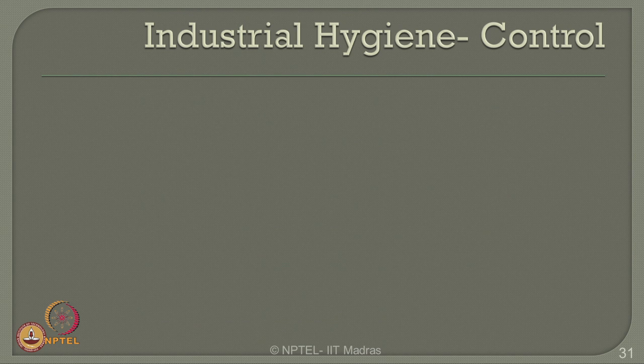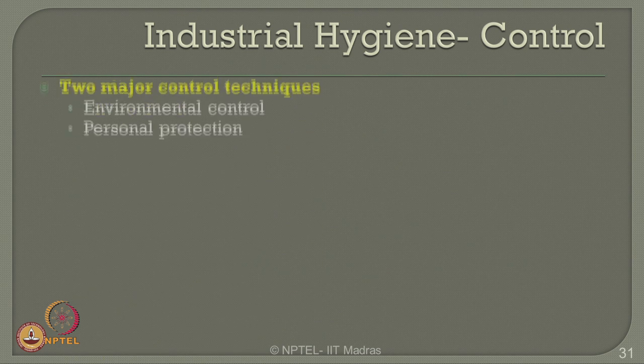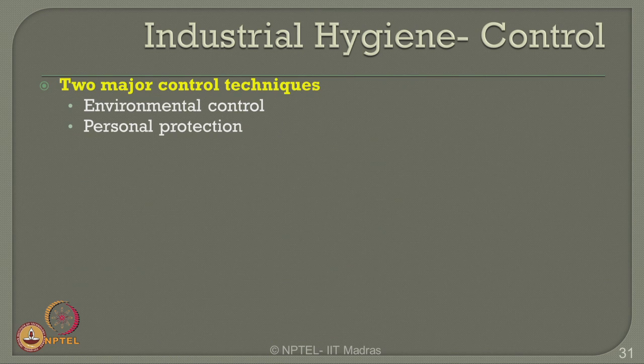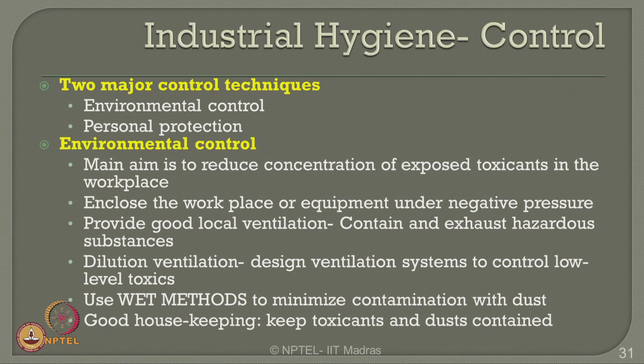When we talk about industrial hygiene, we also talk about control. Two major control techniques are generally practiced. One is called environmental control, the other is personal protection. In environmental control, the main aim is to reduce the concentration of exposed toxicants in the workplace. Therefore, the best idea is to enclose the workspace or equipment under negative pressure, and provide local ventilation in a very high manner, to contain and exhaust hazardous substances.